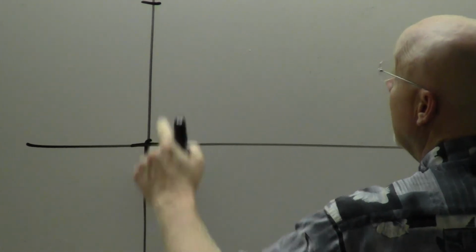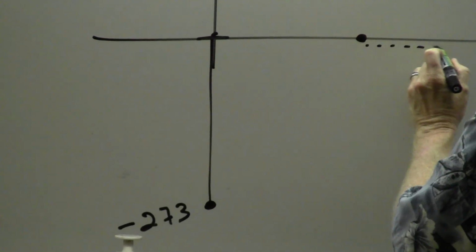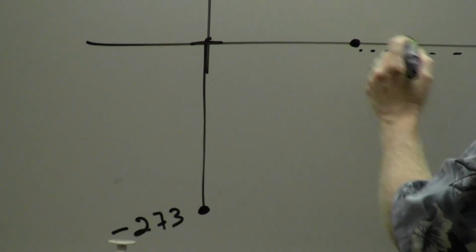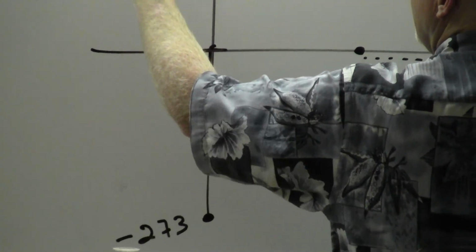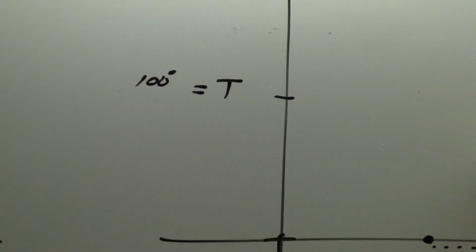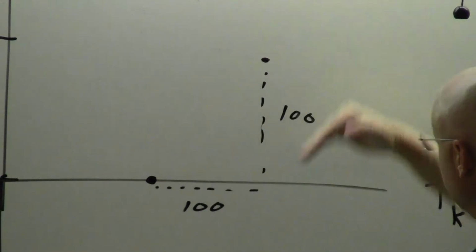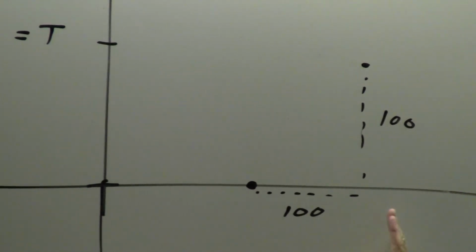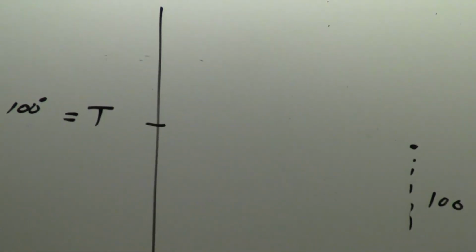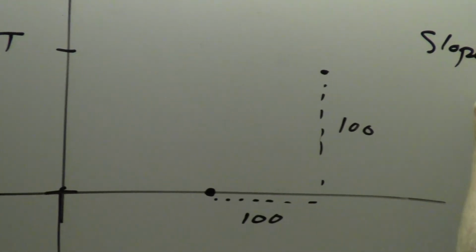Since they have the same markers, if you will, 0 degrees on the Celsius should be 100 higher than 100 degrees Celsius, so I guess something like this. So an increase of 100 on the Celsius scale is also an increase of 100 on the Kelvin scale. That's kind of nice because that makes the slope 1.